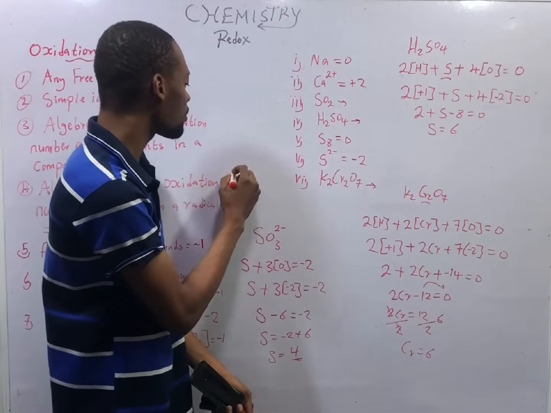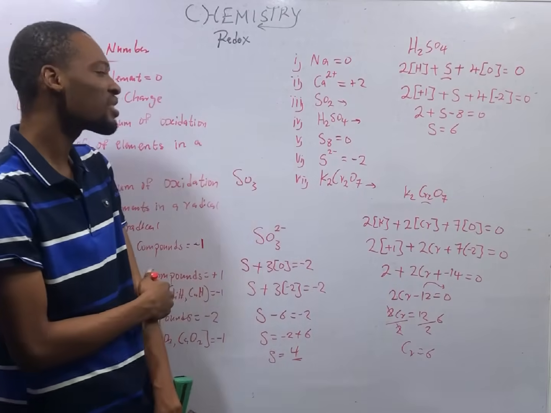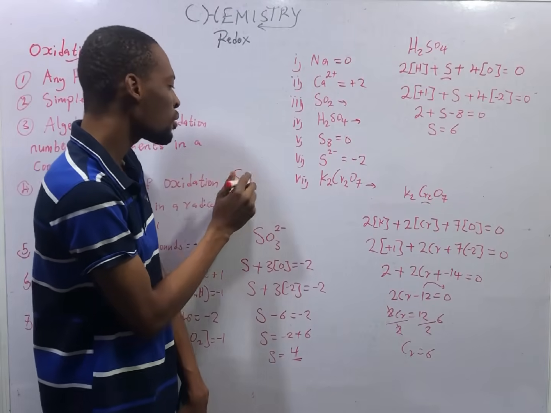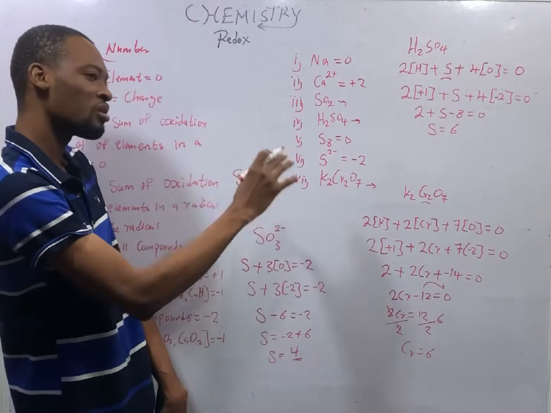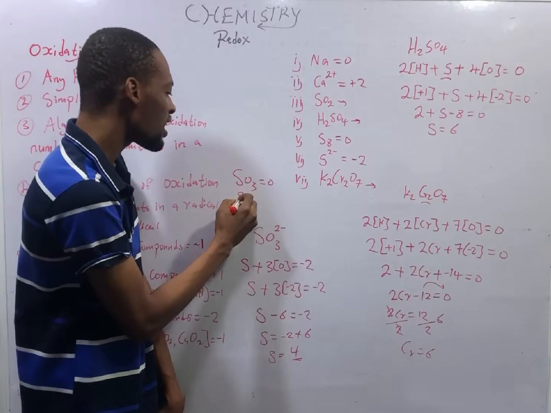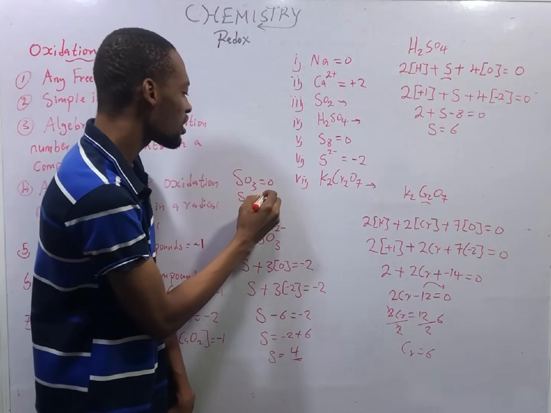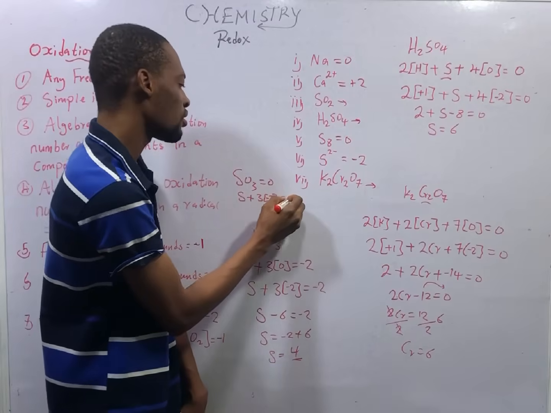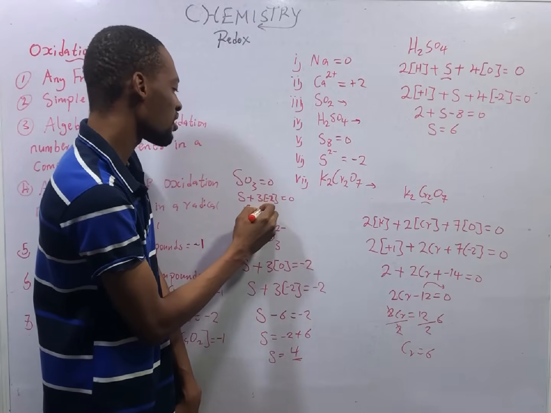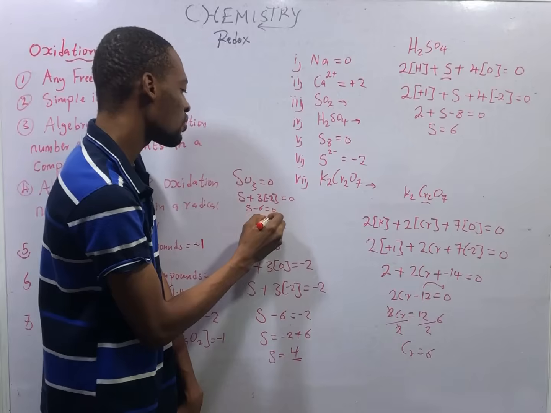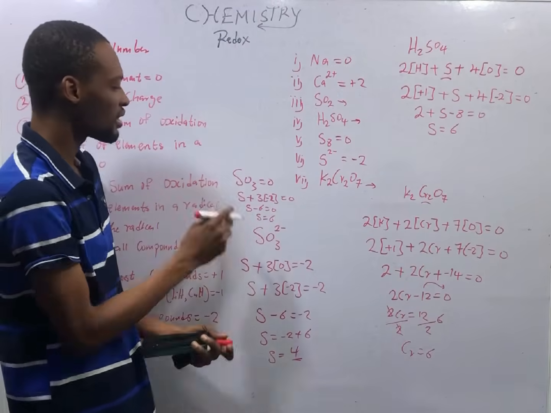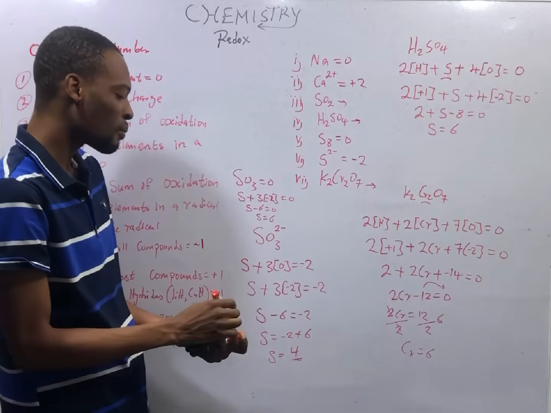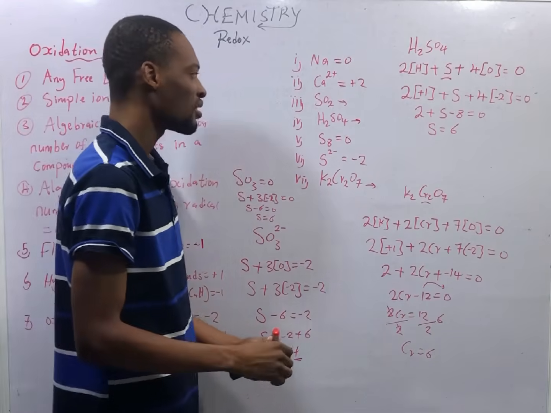But for normal SO3, the oxidation state is 6, because for a compound, the algebraic sum of the oxidation numbers is 0, giving you S plus 3 times -2 for oxygen equals 0. This is S minus 6 equals 0. S is equal to 6. So this is 6, and the other is 4 because it is a radical, and the oxidation number of a radical is equal to the charge.